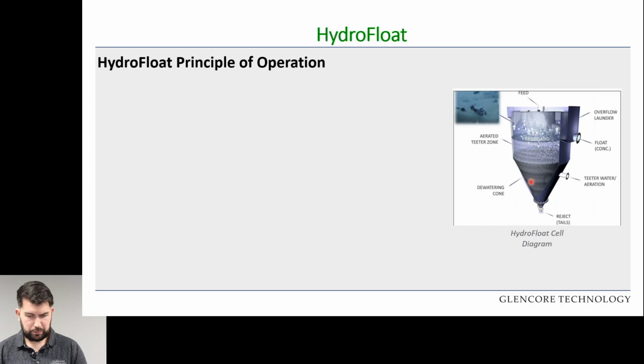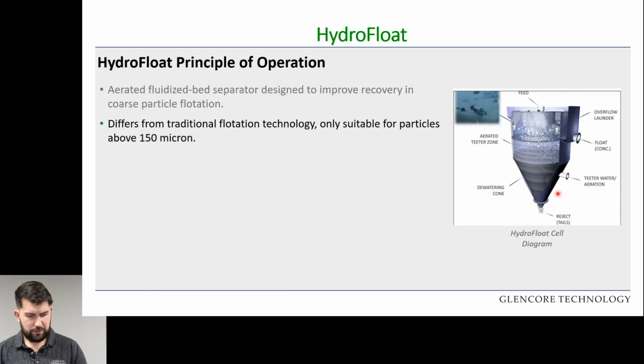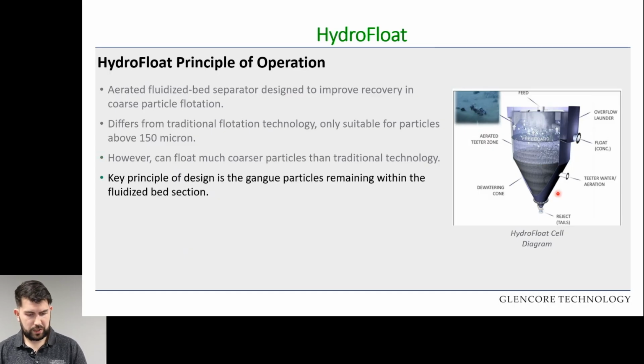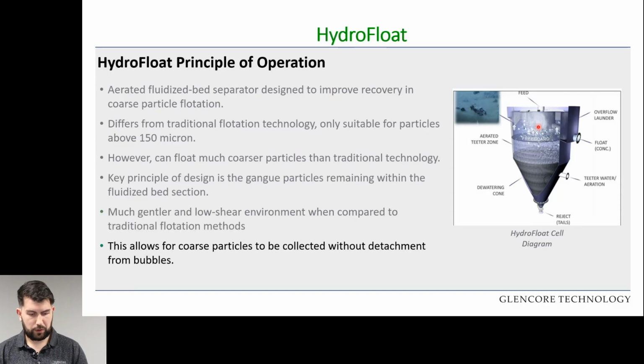And the Hydrofloat. So the Hydrofloat is an aerated fluidized bed separator which is designed specifically to target coarse particles. It differs quite significantly from traditional flotation technology, which is only suitable for particles below 150 micron. However, it can also float particles much coarser than traditional flotation technology. The key principle of design is that your gangue particles will remain inside the fluidized bed shown here, while your coarse target minerals will float to the top. It's a much gentler and lower shear environment when compared to traditional flotation methods, and this allows for coarser particles to be collected without risking detachment.